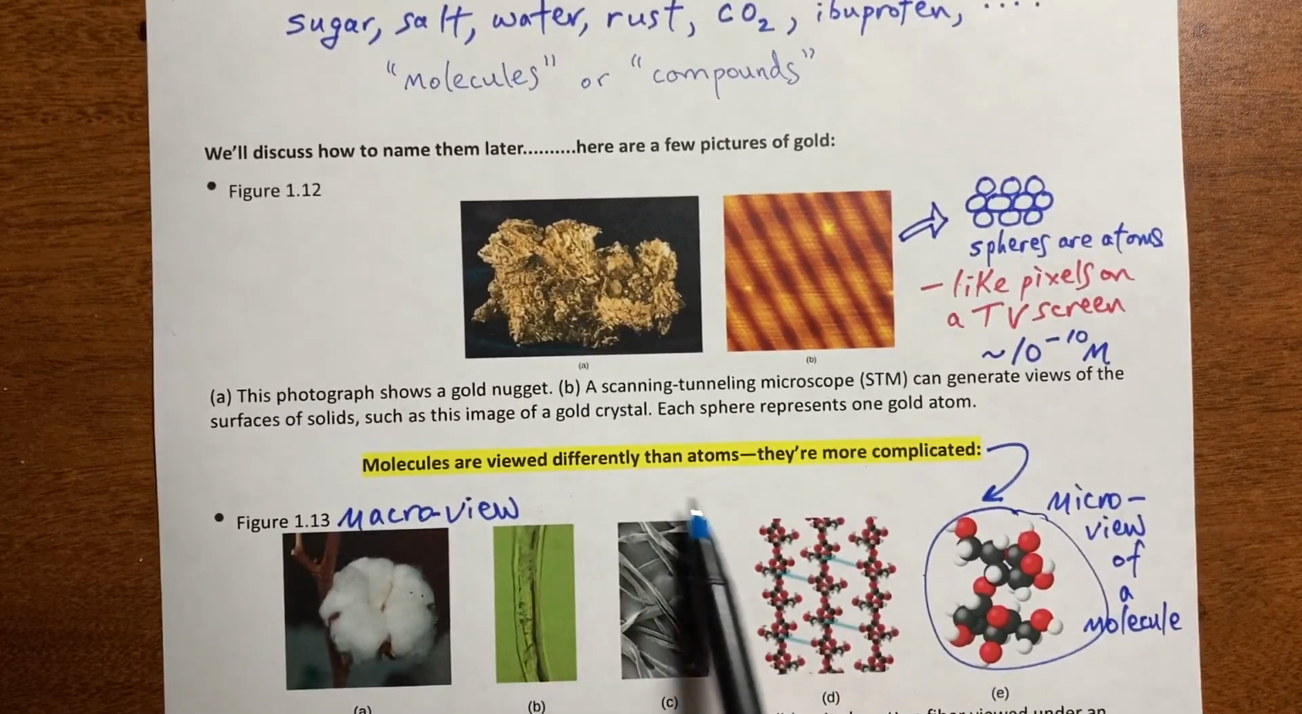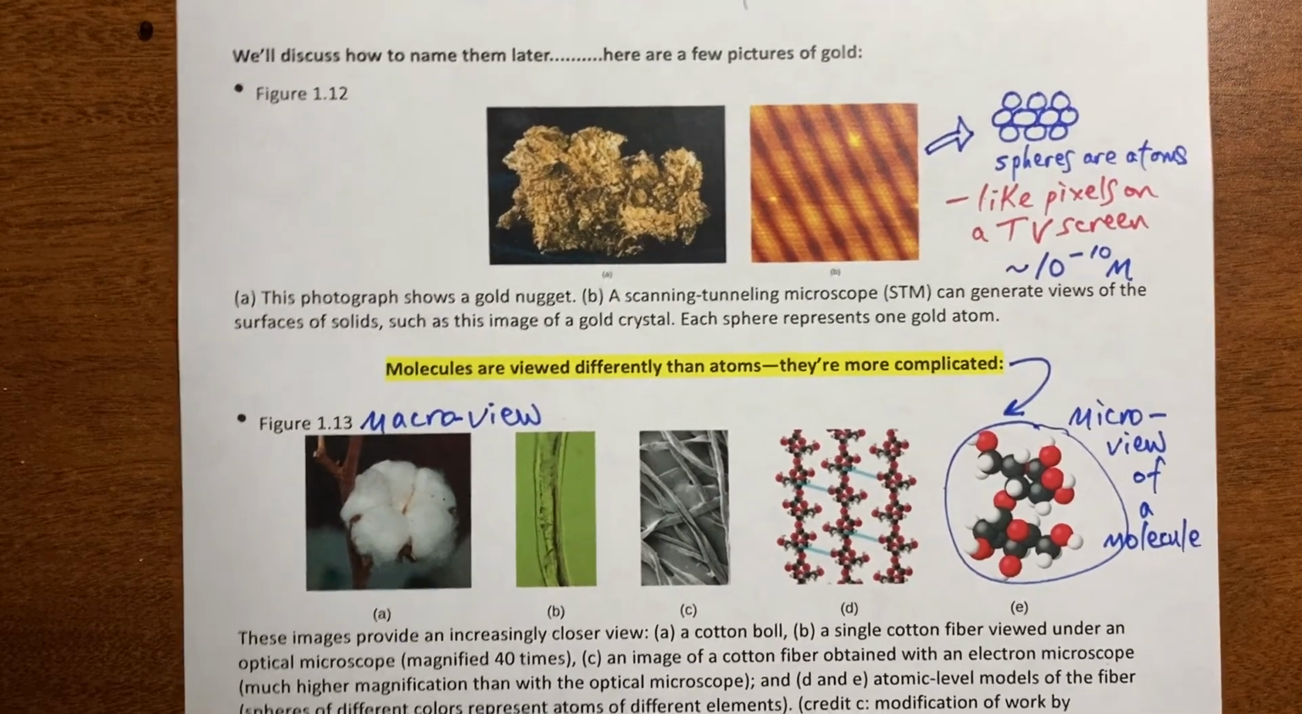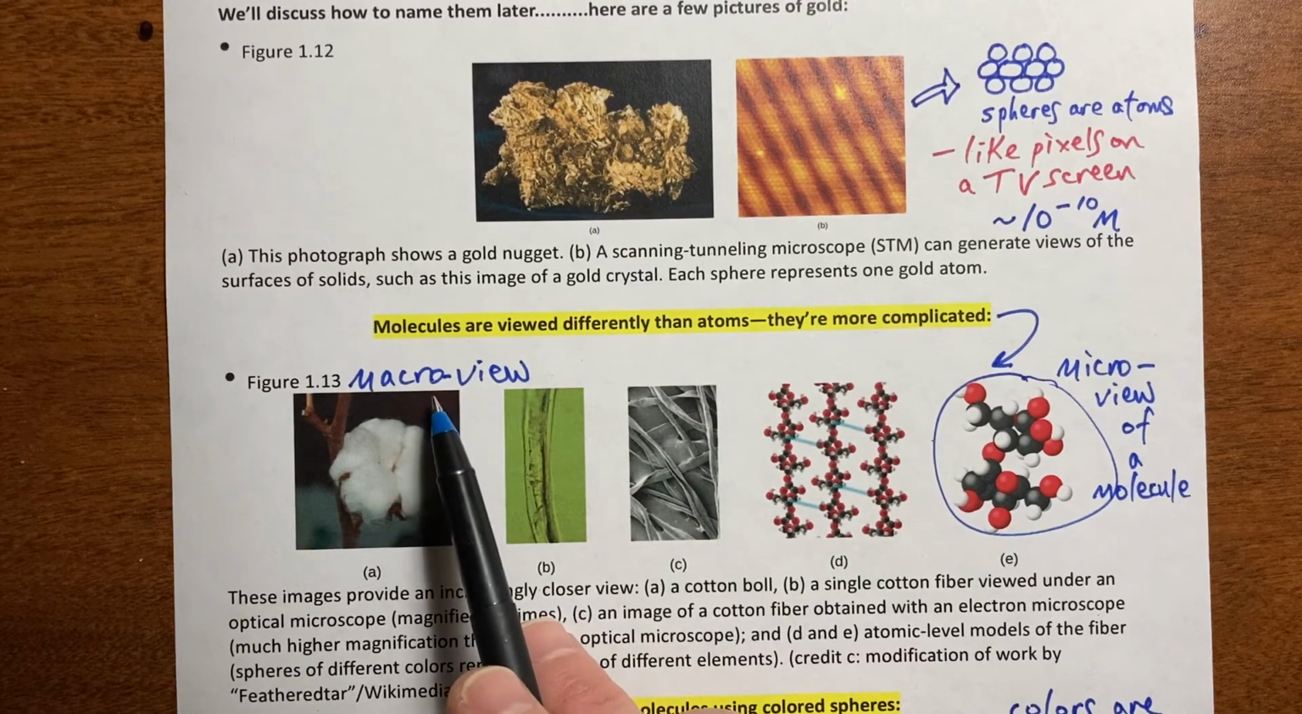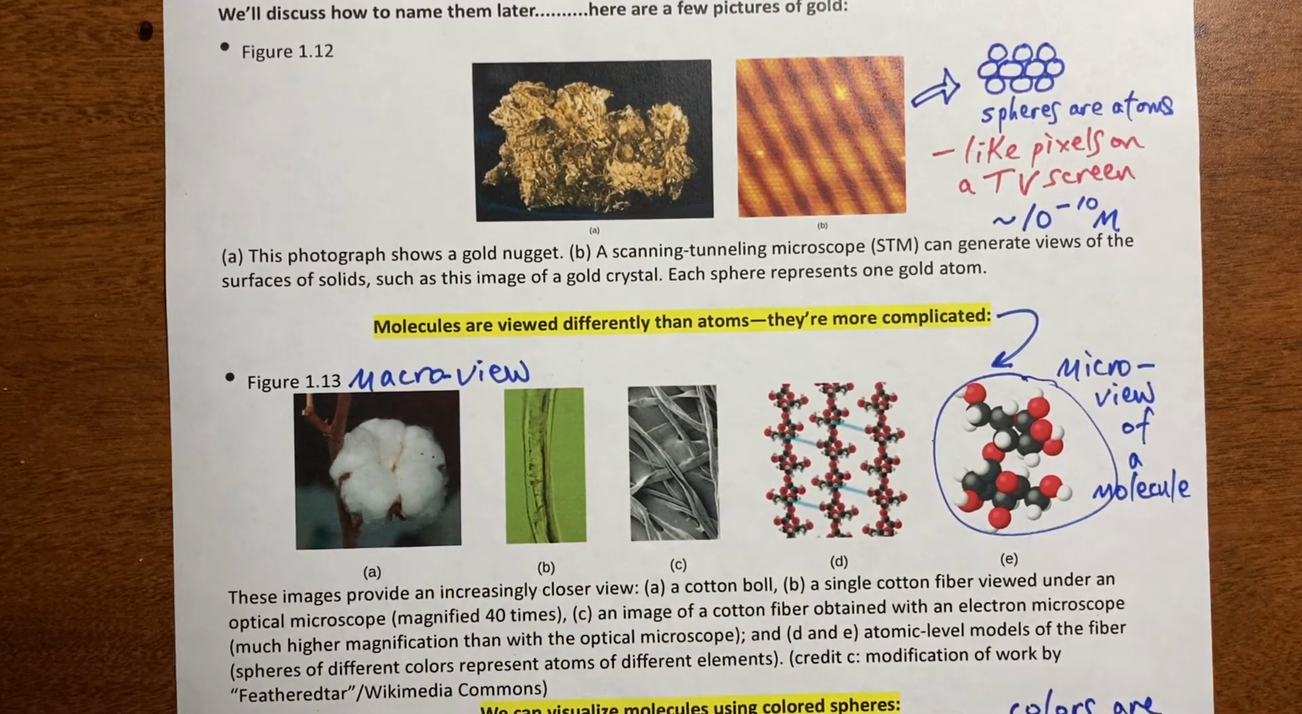Molecules are viewed very differently than atoms. They're much more complicated. So keeping with this theme that the textbook likes to talk about between the macro view of the world and the micro view of the world, if you take a piece of cotton and look at it under a microscope, you'd probably see something like this, a single cotton fiber, which kind of looks like a hair. That's magnified 40 times.